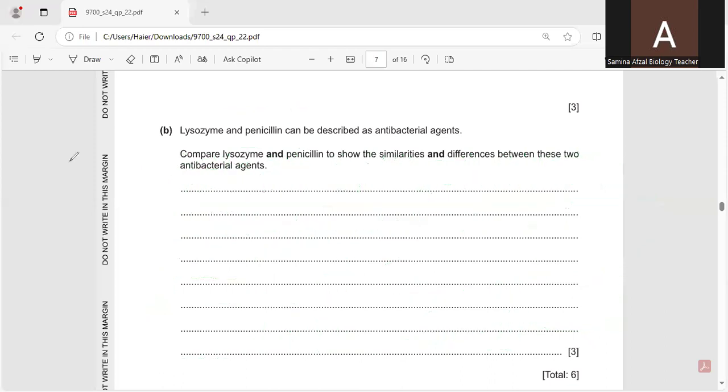The next question is, lysosomes and penicillin can be described as antibacterial agents. Both of them are antibacterial agents. Lysosomes secrete the enzymes which hydrolyze the microorganisms, and penicillin is an antibiotic which will kill the microorganisms. So, to show the similarities and differences between these two antibacterial agents, both of them attack the bacteria, but in a different way.